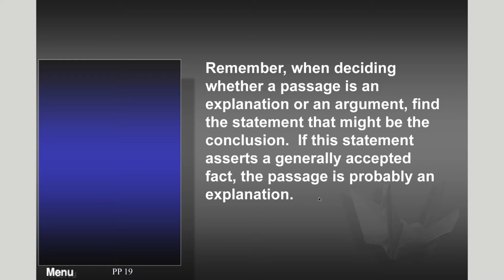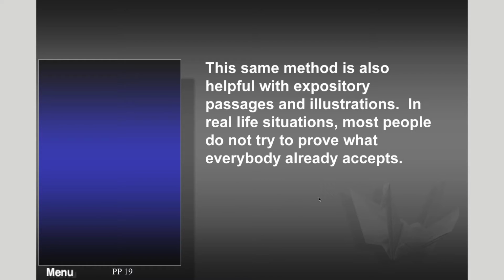So remember, when deciding whether a passage is an explanation or an argument, find the statement that might be the conclusion. If the statement asserts a generally accepted fact, the passage is probably an explanation. Right? If it is not a generally accepted fact, if you know people who don't believe that, maybe people are arguing about global climate change, maybe people are arguing about other things that are controversial, abortion, etc., then we know that that is not something that is a generally accepted fact. In other words, as the text puts it, in real-life situations, most people do not try to prove what people already know.